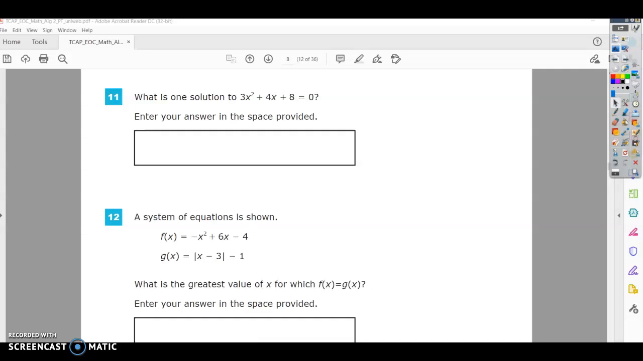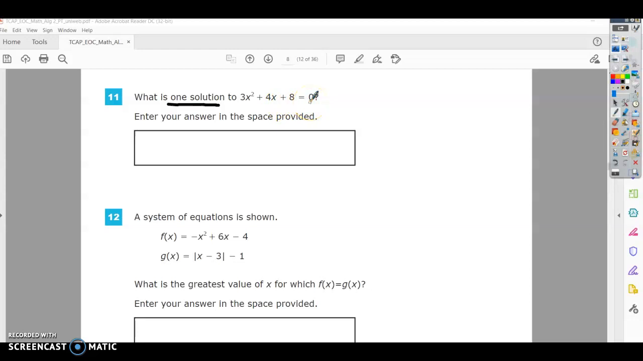All right, this is number 11 on the Algebra 2 practice test. It says, what is one solution to 3x squared plus 4x plus 8 equals 0? So the first thing I notice is that it says one solution. When I solve quadratics, you know that you can get 2, 1, or 0 solutions, or 2 imaginary solutions.